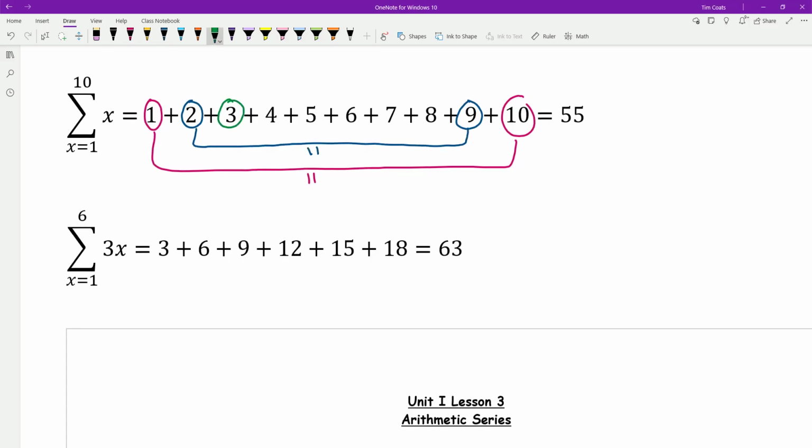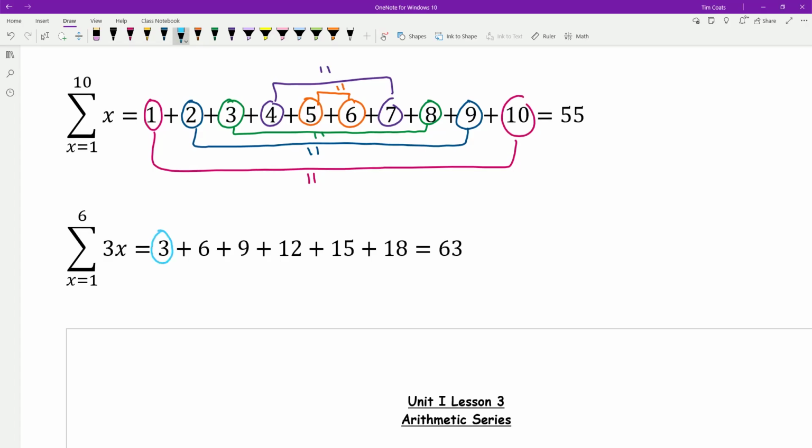And if we continue looking at this as we work our way towards the center, you can see that each one of these adds to 11. And there are 5 sets of 11, and 5 multiplied by 11 would give me the 55 I'm looking for. Does that pattern hold for this second thing?